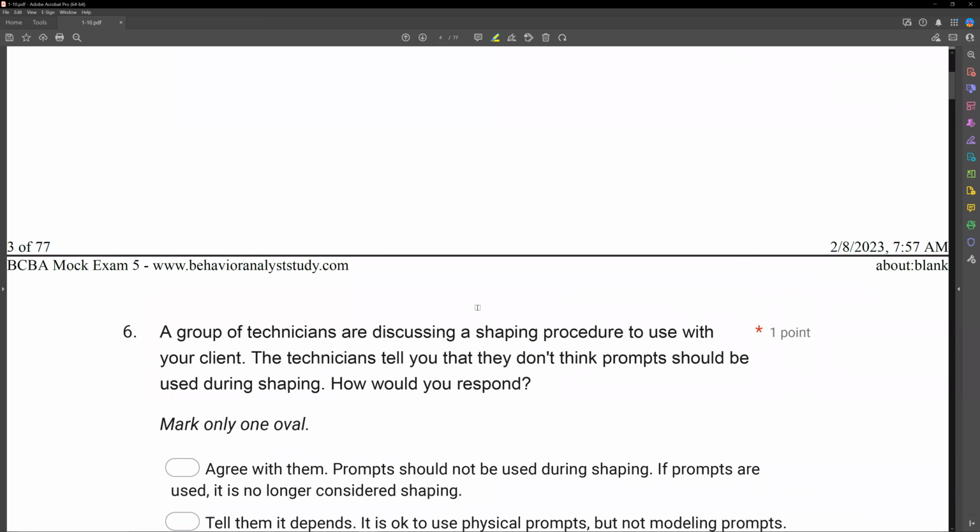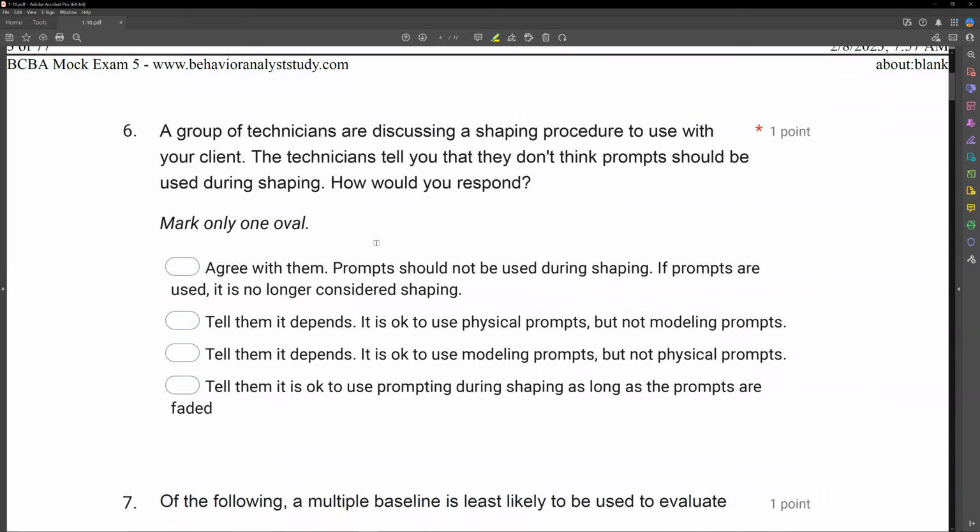6, a group of technicians are discussing a shaping procedure to use with your client. The technicians tell you that they don't think prompts should be used during shaping. How should you respond? Okay, this is going to be your life as a behavior analyst. You're going to be answering questions like this constantly. You're going to be settling arguments and discussions and debates with your technicians. So you just have to be prepared, right? And nothing is ever a stupid question. Everything is relevant, okay? You should be happy technicians are discussing cases, right?